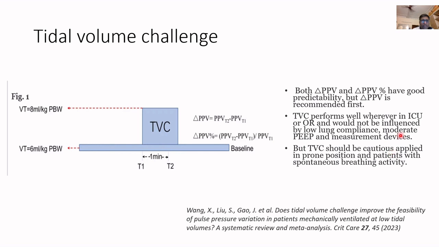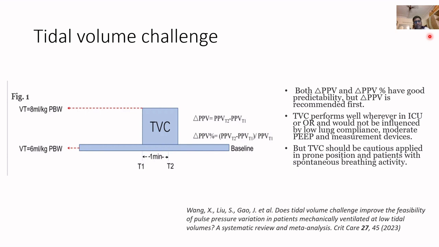Another newer concept is the tidal volume challenge test, because all the mechanical ventilation induced variation based indices like pulse pressure and stroke volume variations have limitations: you need an apneic patient with no arrhythmias and good tidal volumes of around 8 ml per kg, because you need that change in lung volume to impact the filling of the heart. If you get very small tidal volumes, probably the change produced is not effective.